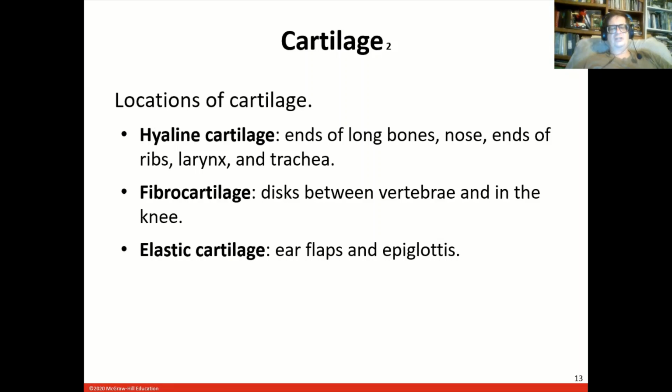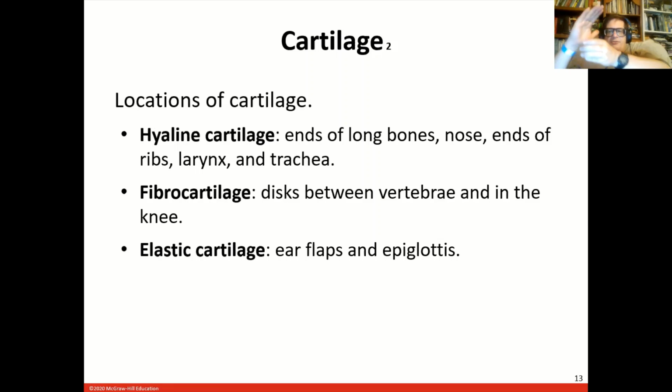Elastic cartilage, I talked about the ear flap. I should have mentioned the epiglottis. Every time you swallow, say here's the opening into the windpipe, into the trachea. We call that opening the glottis. Sticking up above it is the epiglottis. Epi means above. This whole thing is lifted up when you swallow.